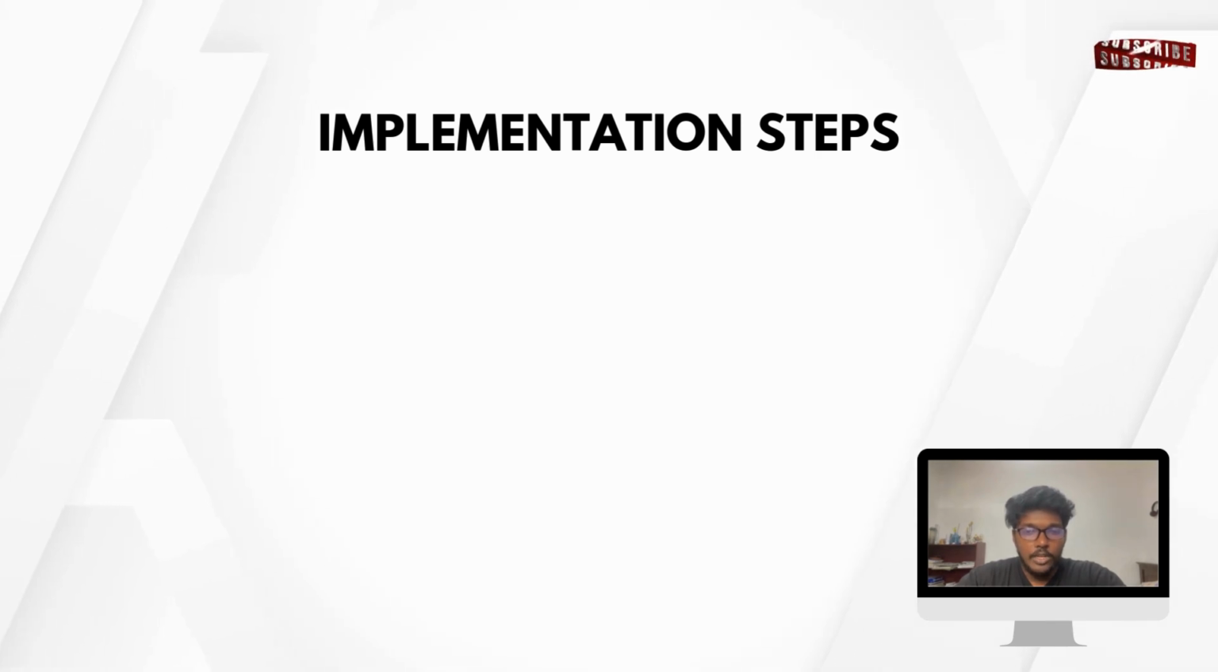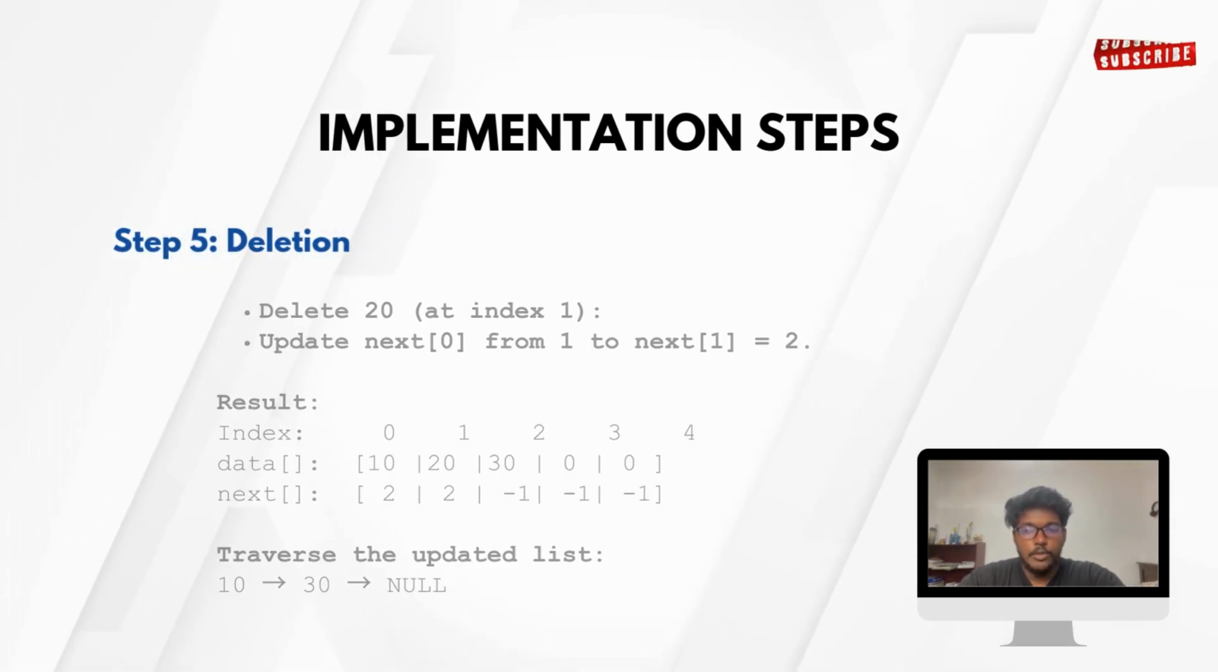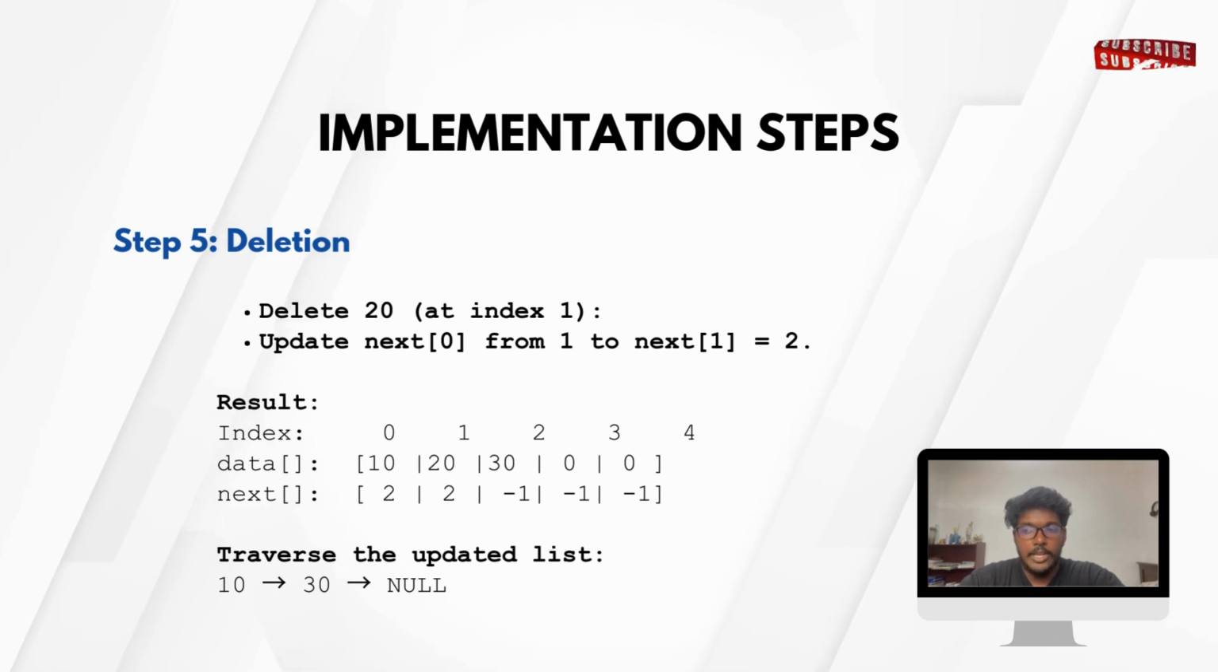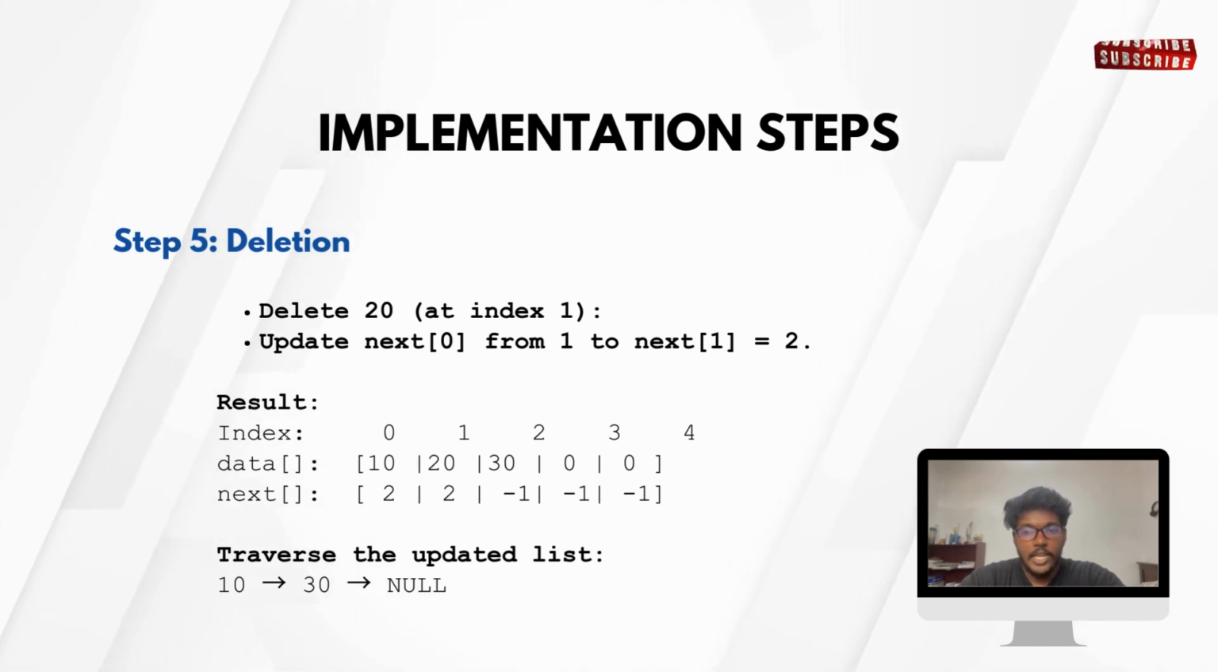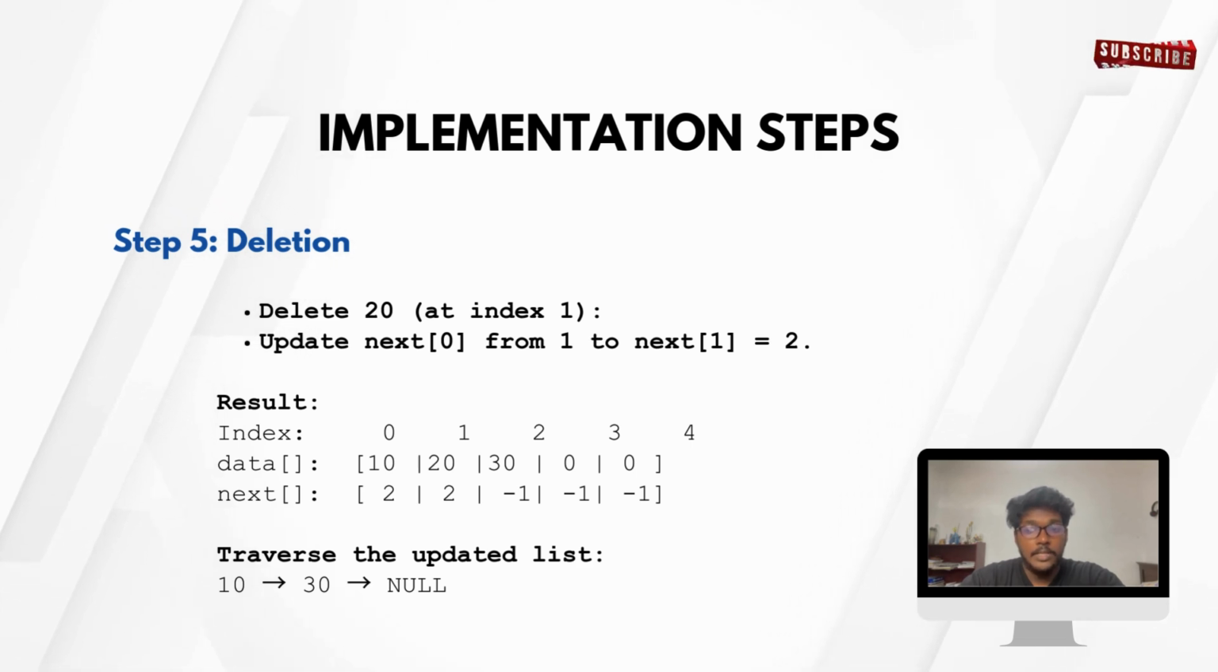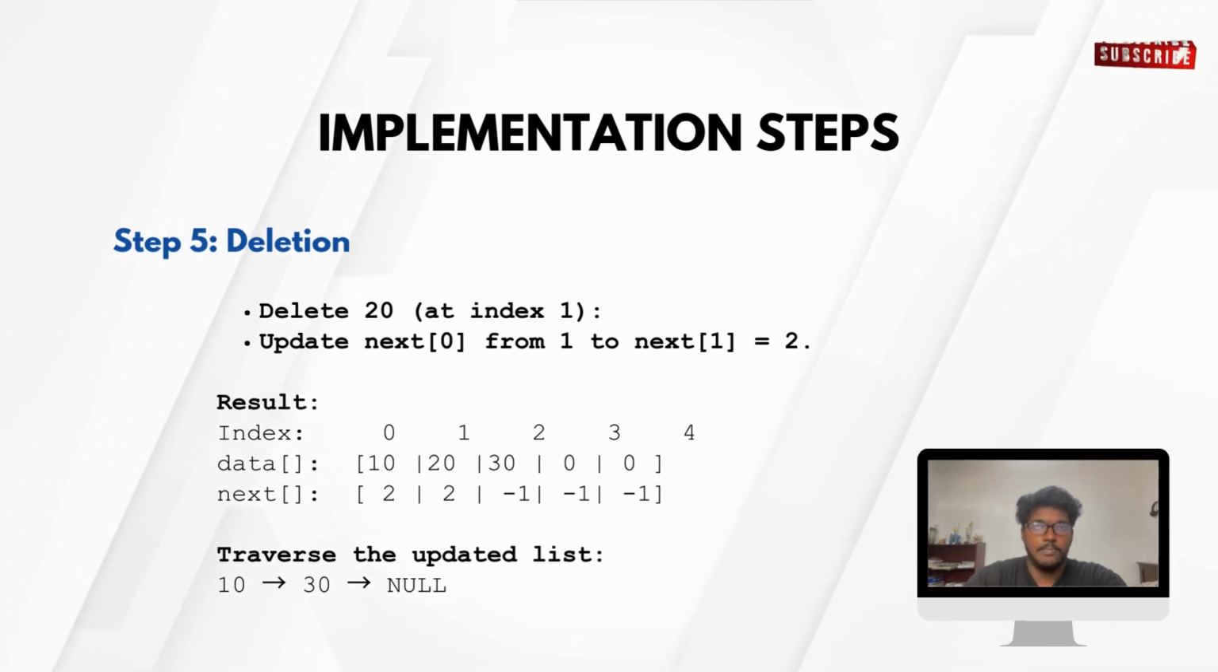To delete a node, we update the next pointers to skip the deleted node. For example, to delete 20 at index 1, we update next[0] from 1 to 2. Now the list skips index 1 and the traversal output is 10 to 30 to none.